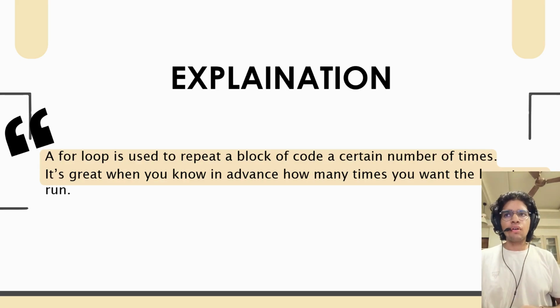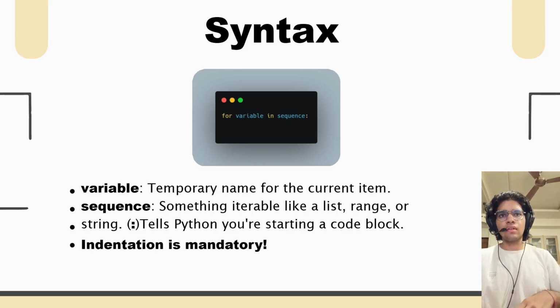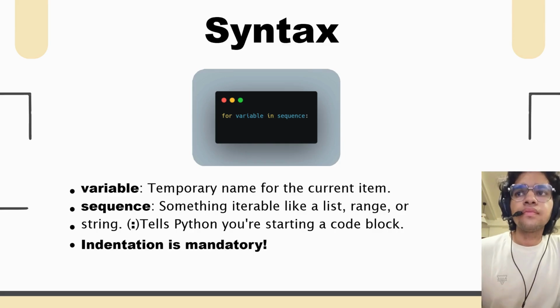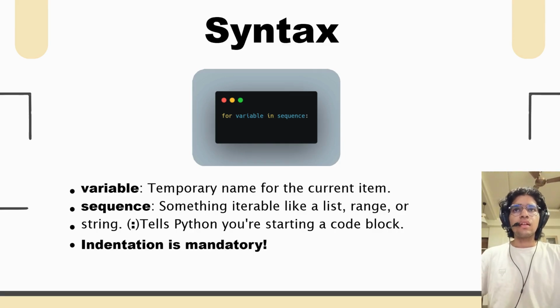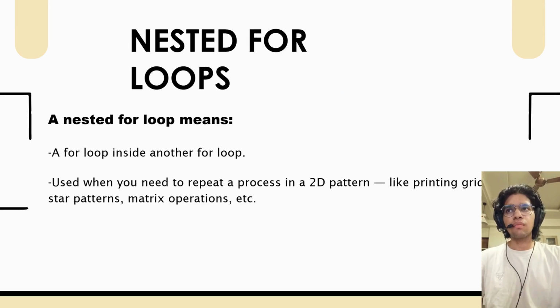Then the syntax for a for loop, at least in Python, is for the name of the variable in the sequence in which the code we want to run, and the indentation in Python language is mandatory at all times. So let's get started towards nested for loops.